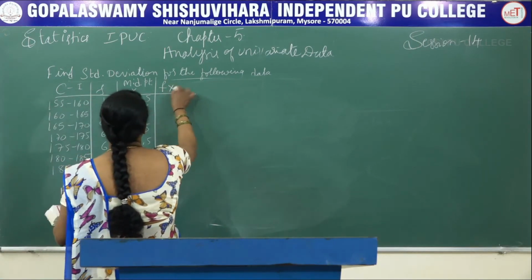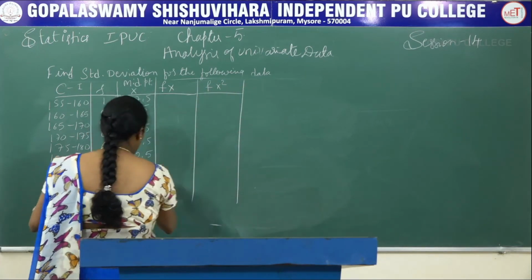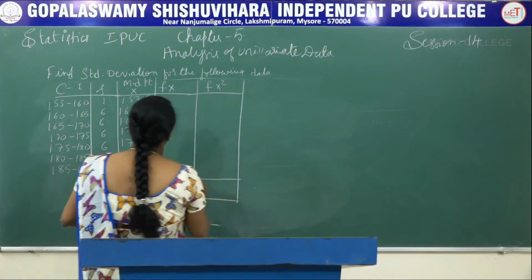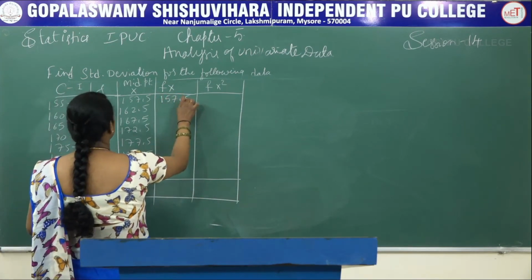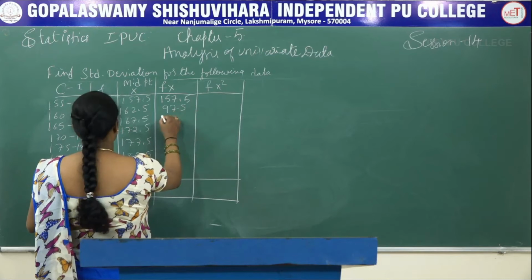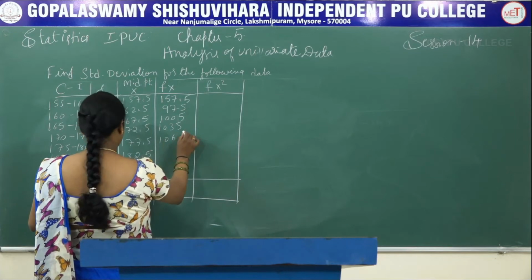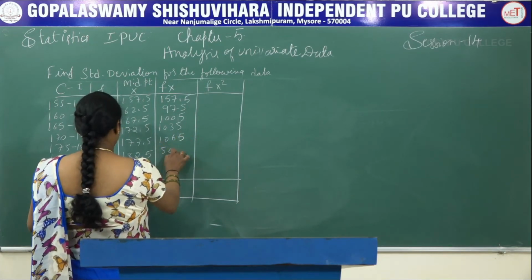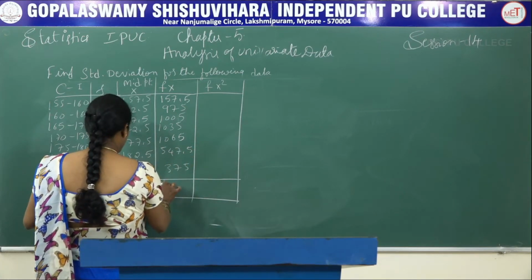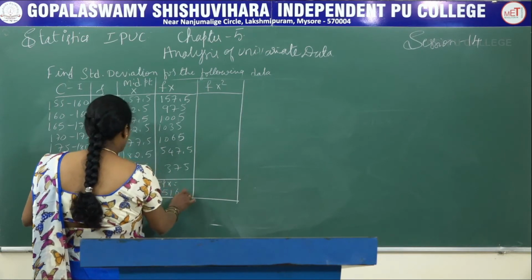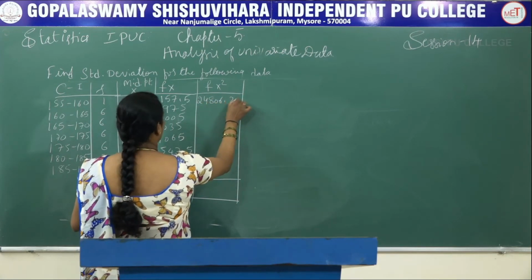So you have to find fx and fx square. You have to find the product and the summation of fx and fx square. So I'll write the values for this. The summation of fx total is 5160, and fx square, you will get a big number while multiplying this.